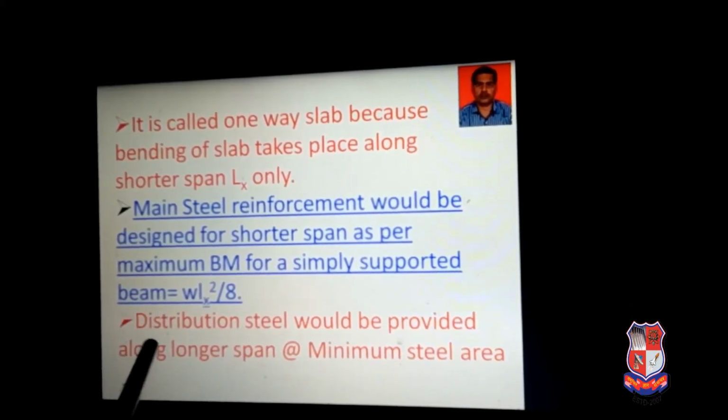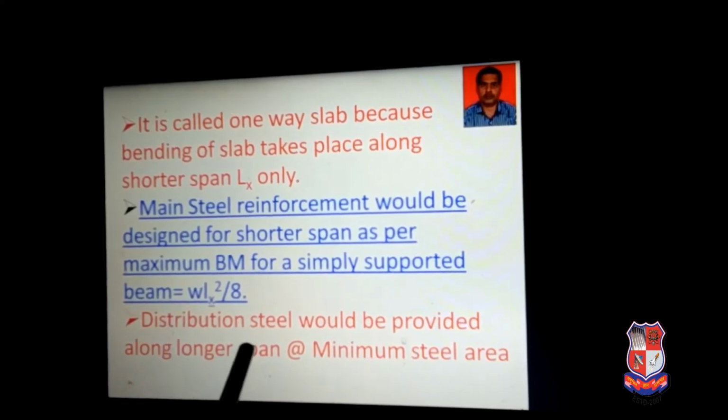Another type of steel required is distribution steel. Distribution steel means steel which is going to take care of the temperature stresses and the shrinkage stresses in the slab. The area for this steel is taken from the IS code, which is the minimum steel required in any direction in the slab, that is 0.12% for Fe415 steel and 0.15% of the gross cross-section area for Fe250 steel.